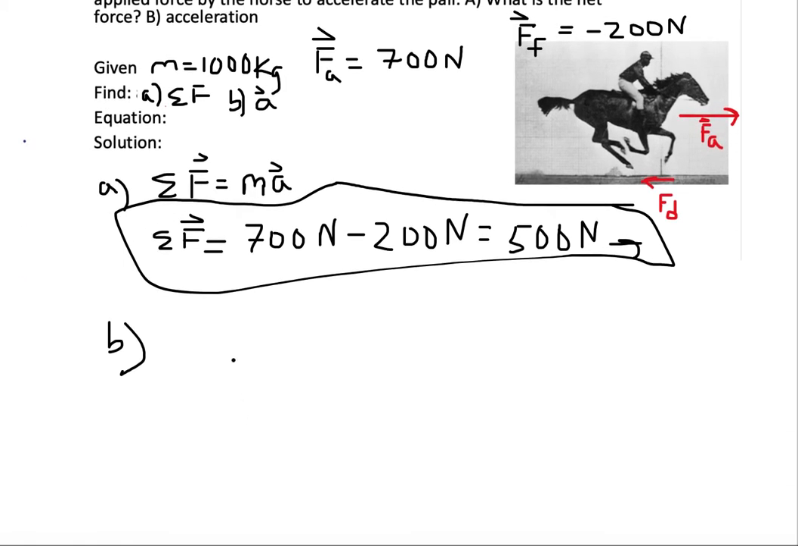And now I'm on to B. B is find the acceleration. Well, I just use Newton's second law. I substitute 500 newtons in for the left-hand side of the equation. 500 newtons. And I'm going to go ahead and put my units in. 1 newton we know is a kilogram meter per second squared. So I'm just going to replace them. Instead of putting newtons down, I'm going to put kilogram meter per second squared. That is equal to the mass, which we know is 1,000 kilograms.